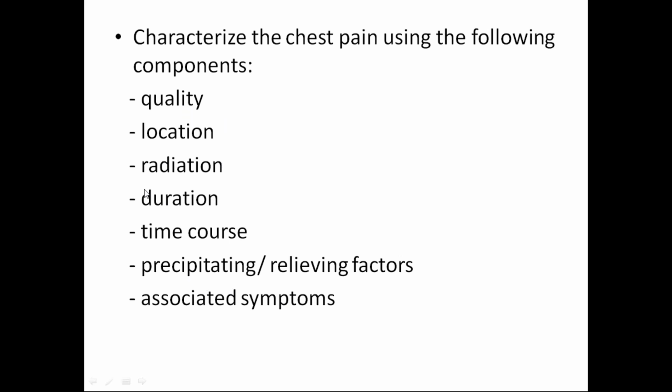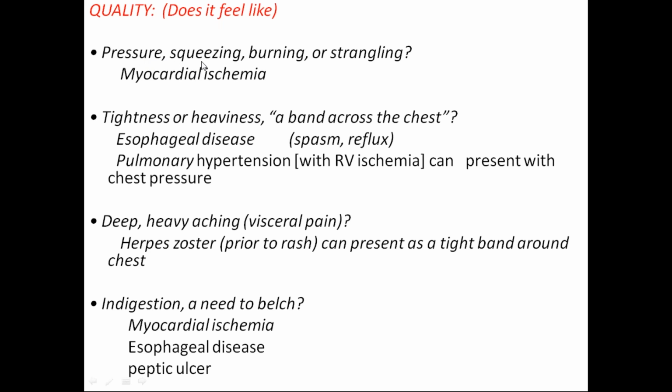Based upon all these entities, we will find out the type of chest pain. The quality, which is already discussed: squeezing, strangling, and pressure type of pain, myocardial MI; chest tightness, a band across the chest, like a band, heaviness, esophageal spasm and reflux, and pulmonary hypertension; deep, heavy aching pain, visceral pain, may be either due to herpes zoster, indigestion, a need to belch.